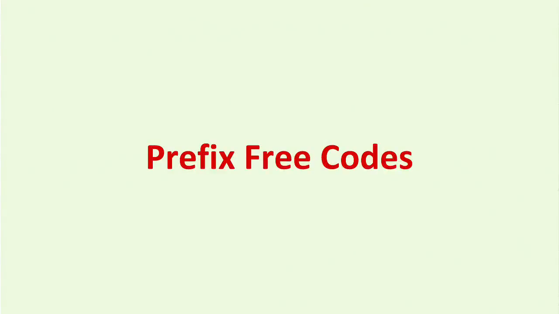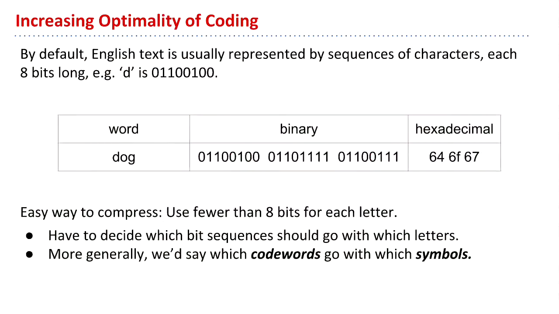Well, I'm going to start by talking about something known as a prefix-free code to get a sense of where there's waste. So the only reason we're able to compress text is because it's currently stored wastefully. And so by default, what I'll note is that English text is usually represented by sequences of characters, and in the case of ASCII, they're each 8 bits long. Now in Java, technically speaking, characters are a little bigger, but the original idea of characters was 8 bits each.